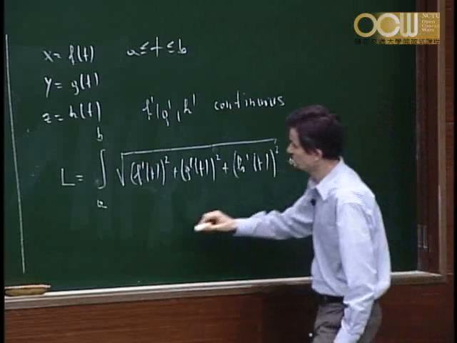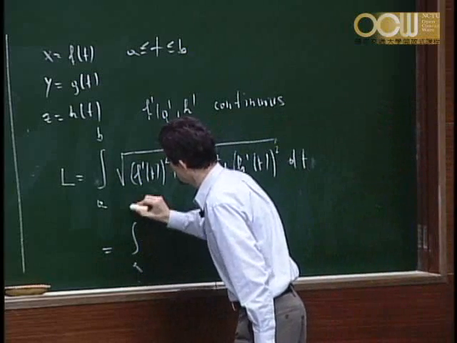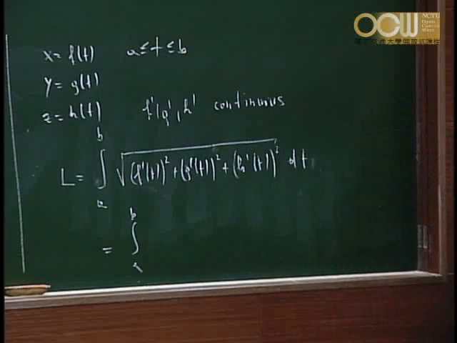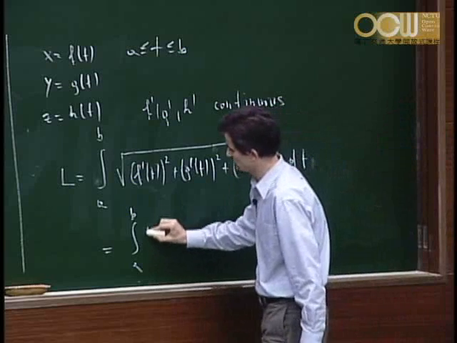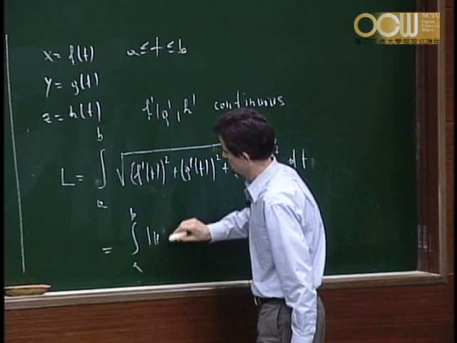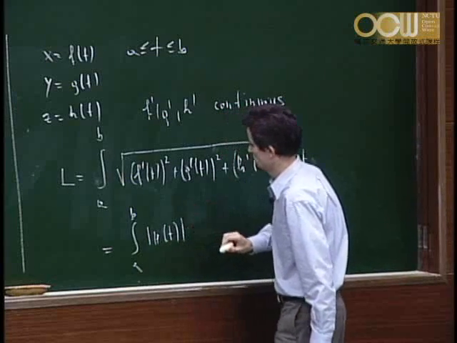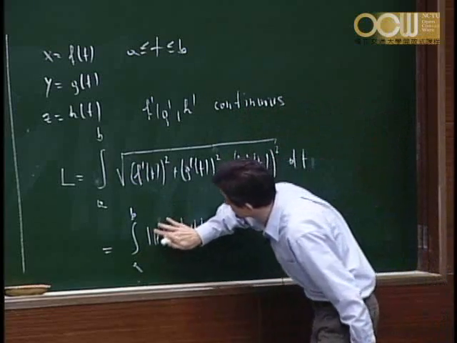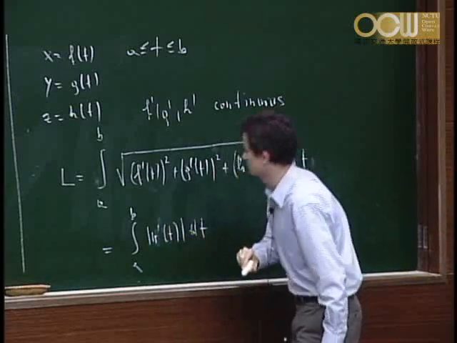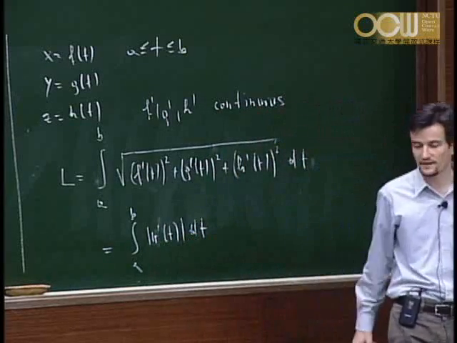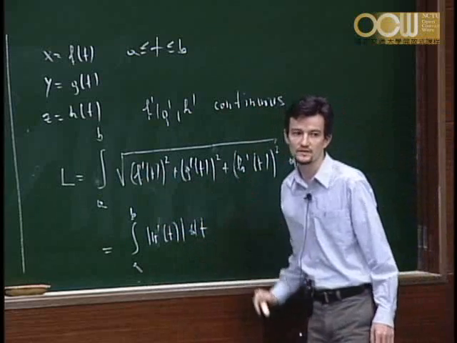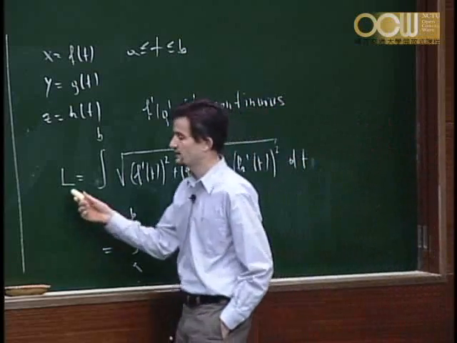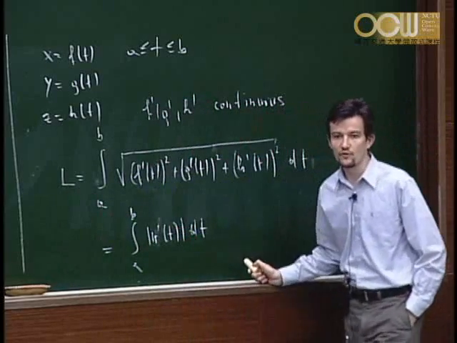And we can write this more conveniently. This is the space curve, and if I denote the corresponding vector function by r, then this is just the length of the derivative of r. Because the derivative was defined component-wise, and if you compute the length, you just get this. So for the arc length of a space curve, we have this formula here.